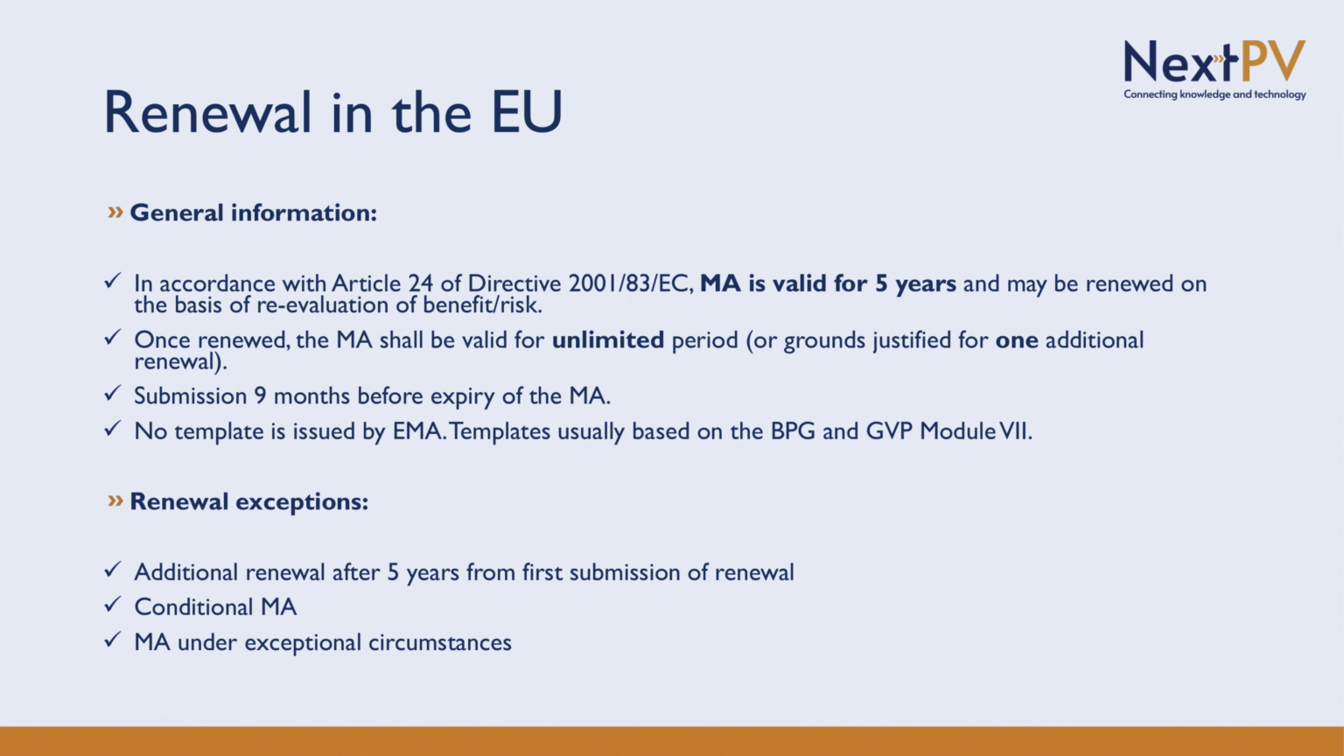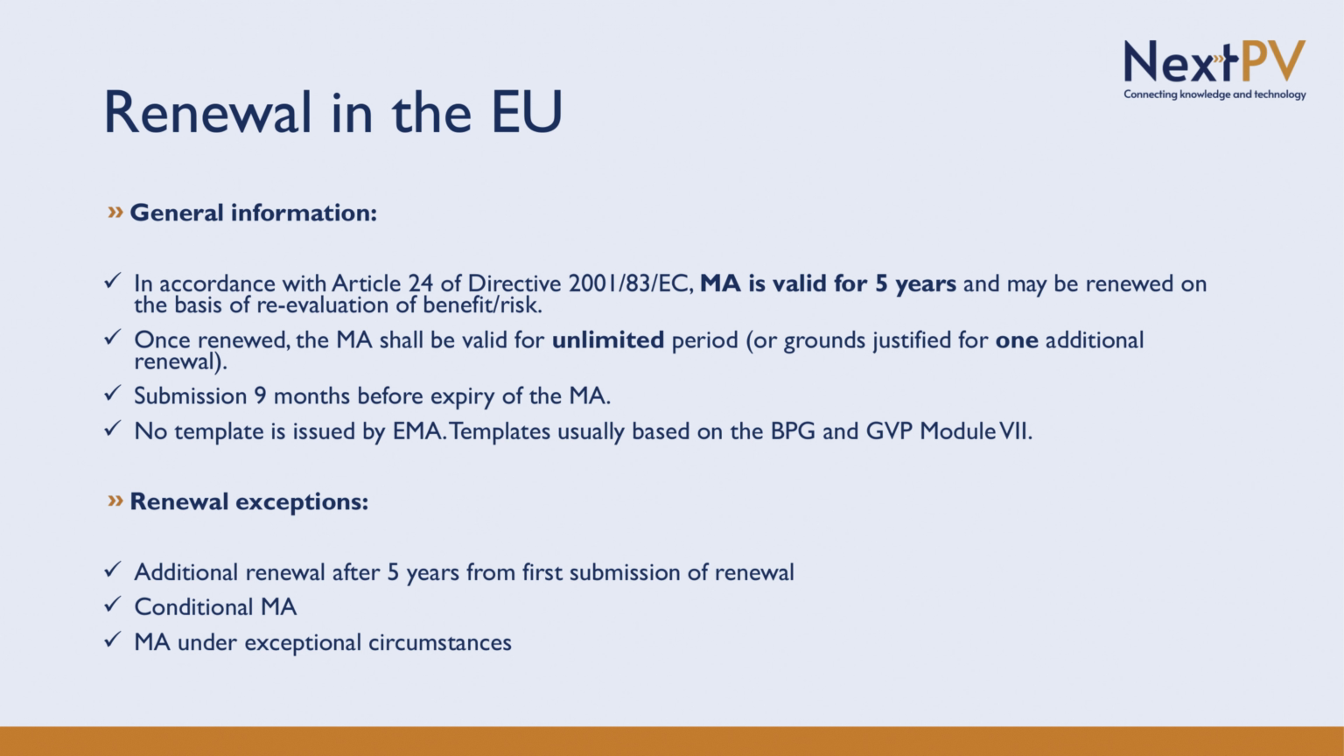Renewal in the EU. In the European Union, marketing authorizations are valid for 5 years and can be renewed based on a re-evaluation of the benefit-risk balance, as outlined in Article 24 of Directive 2001/83/EC. Once renewed, the authorization is generally valid indefinitely unless justified grounds call for another 5-year renewal. Renewals require submission 9 months before the expiry of the current authorization.